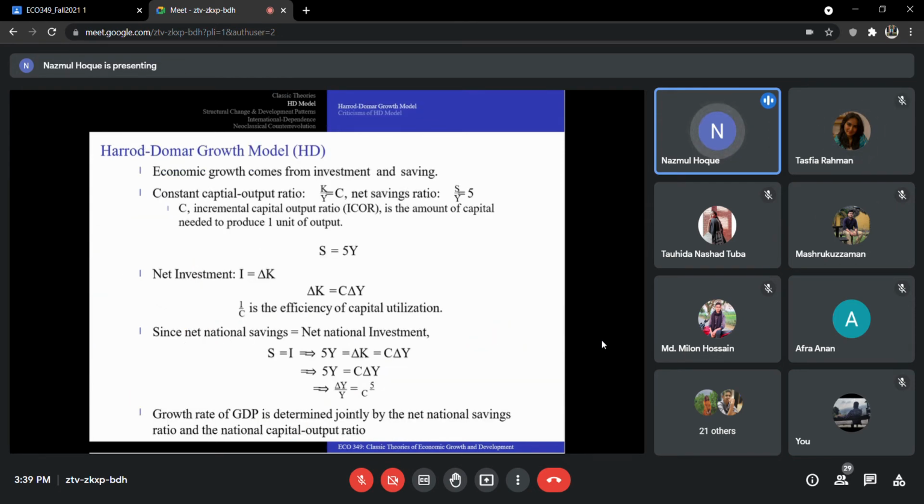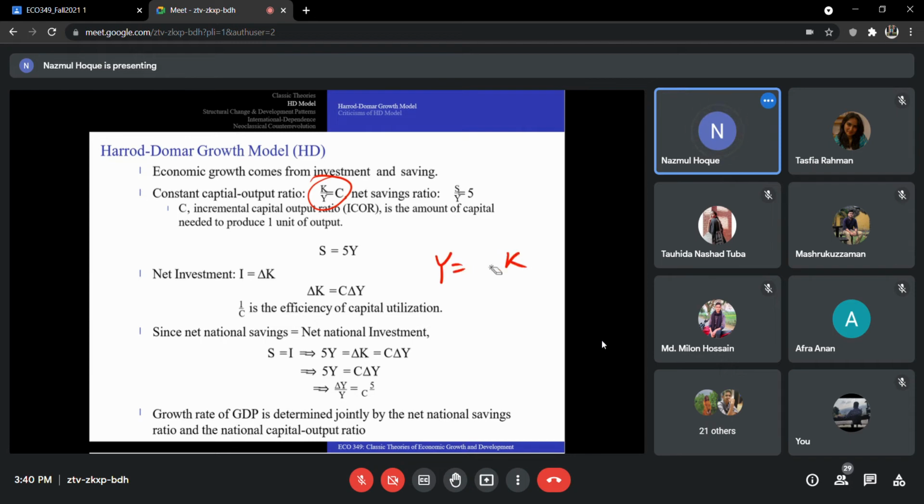Sorry, the Harrod-Domar growth model. This model explains this whole development process, especially if you think about the Western economies. It is quite good at explaining how an economy can grow. Economic growth comes from investment and saving, with constant output. So the AK model that we mentioned is basically a constant times capital.